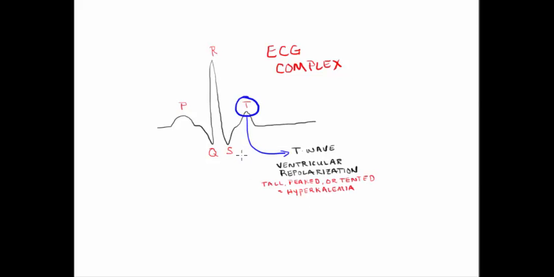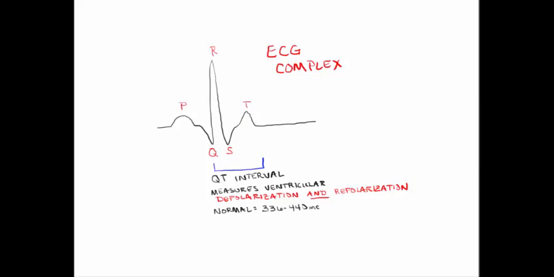The T wave marks ventricular repolarization. And if you see tall, peaked, or tented T waves, it's likely going to represent either myocardial injury or more likely hyperkalemia. So if you see a patient and the resident tells you that they have peaked T waves, you should right away send off a BMP and start thinking about what you're going to do to treat the hyperkalemia that they're most likely going to have.